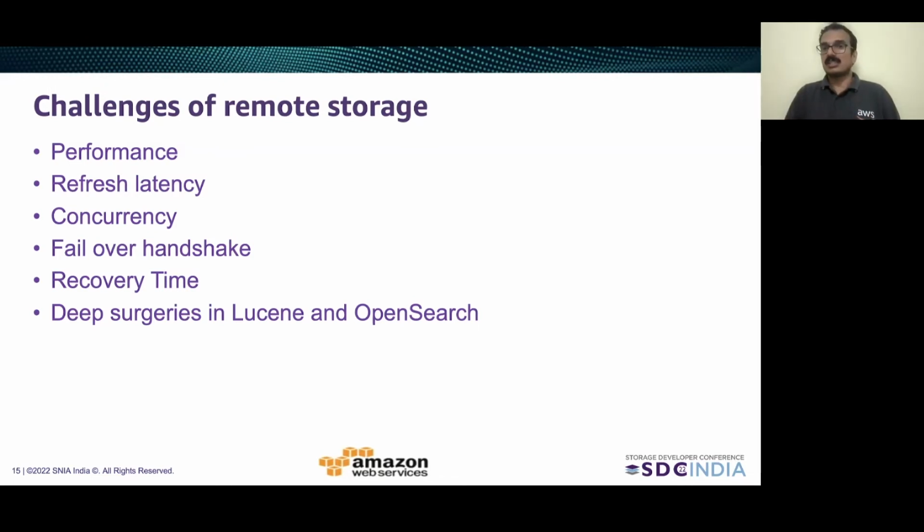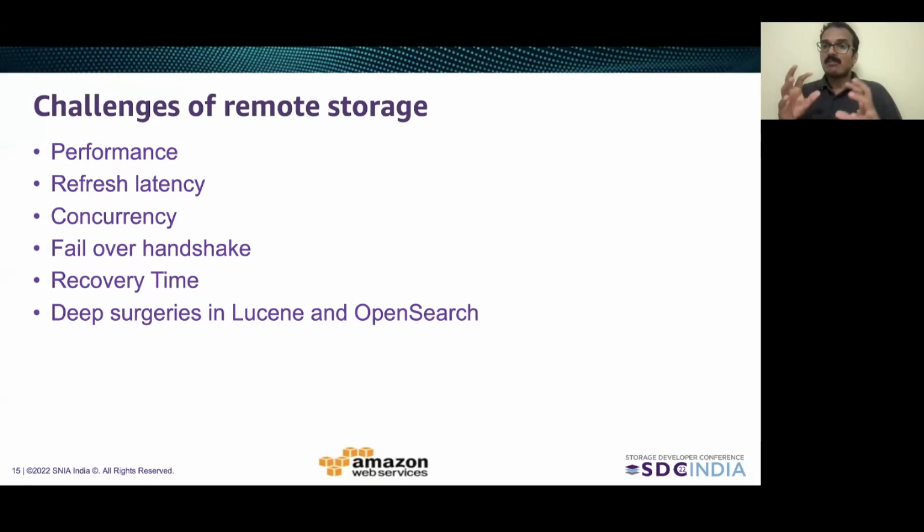Concurrency is another challenge. In the legacy local storage, each of the primary and replica used to have their own store and their own segments. So there is no concern of concurrent writes, and no need to worry about index corruptions. But in the remote store case, the primary is writing to a centralized location. And when the primary switches over, the replica node gets promoted to primary and it's writing to the same remote translog.